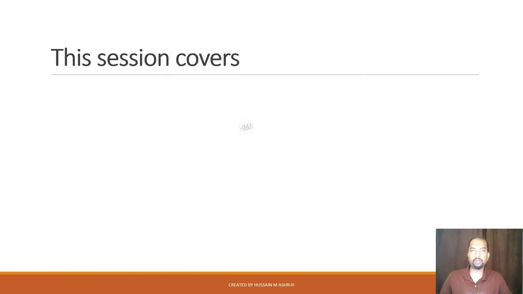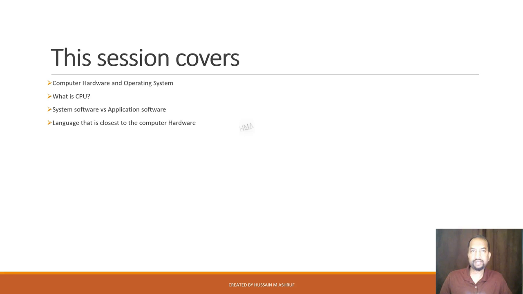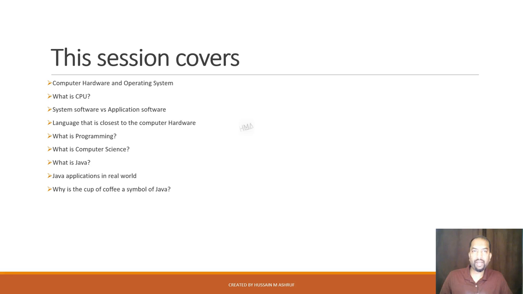So, this session covers computer hardware and operating system, what is CPU, system software versus application software. Language that is closest to the computer hardware. What is programming? What is computer science? What is Java? Java applications in real world. Why is the cup of coffee a symbol of Java? What is JVM and JVM supported languages? At the end of this lecture, I have a quiz for you. References and summary. So let us get started.